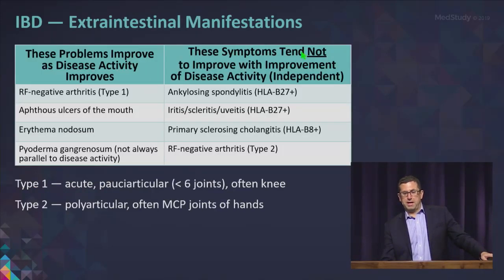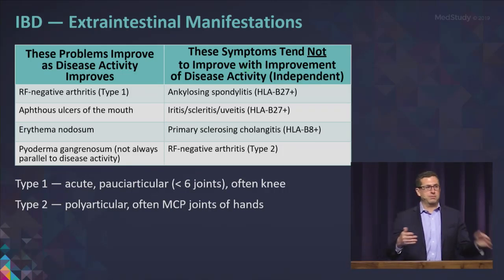Here's a slide regarding extraintestinal manifestations of IBD. Generally, all of these can be seen in either ulcerative colitis or Crohn's disease, but some are more common in one versus the other, so I've kind of noted that in some of the slides. So the important distinction here is whether these manifestations improve as disease activity improves, or if these extraintestinal manifestations kind of go on their own without improvement with the underlying IBD.